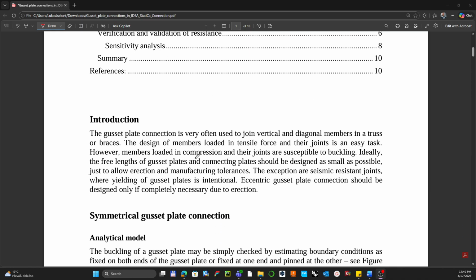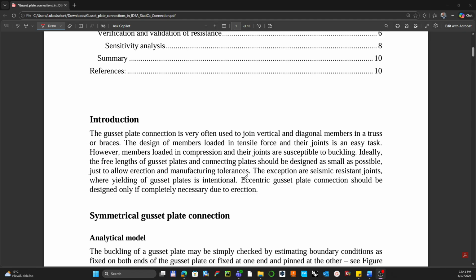As mentioned in the introduction, the gusset plate connection is very often used to join vertical and diagonal members in the truss or the braces. I believe that you are doing, for example, both, so it will be valuable to elaborate on it more. The eccentric gusset plate connection should be designed only if completely necessary due to the erection. This is just a note from the author of the article.